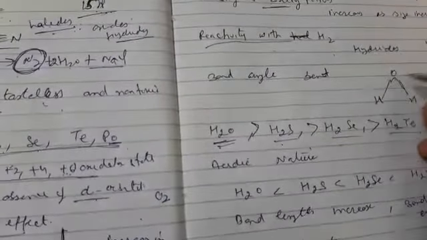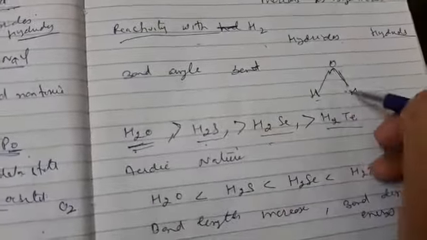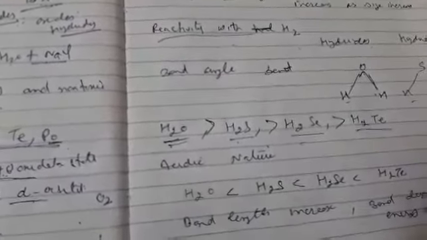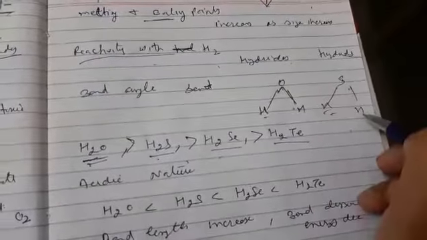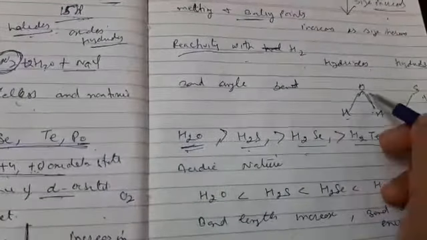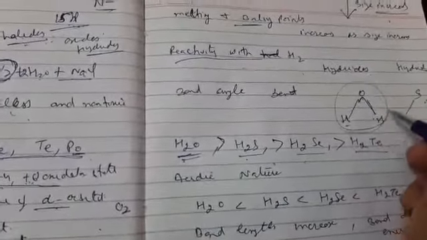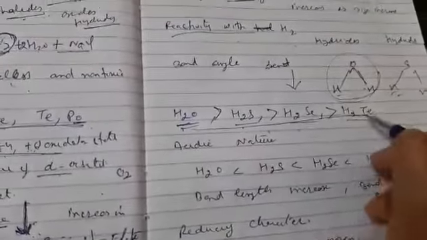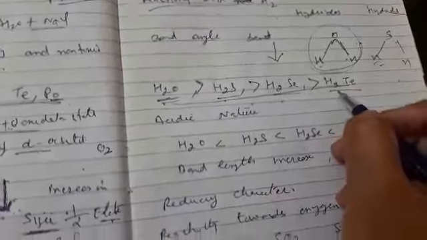Like oxygen, it reacts with hydrogen to form H2O. Same way, sulfur with hydrogen, H2S is formed. In this case, their bond angle decreases. Bond angle is highest in case of H2O, and it decreases when we move down the group. In this sequence, it decreases.